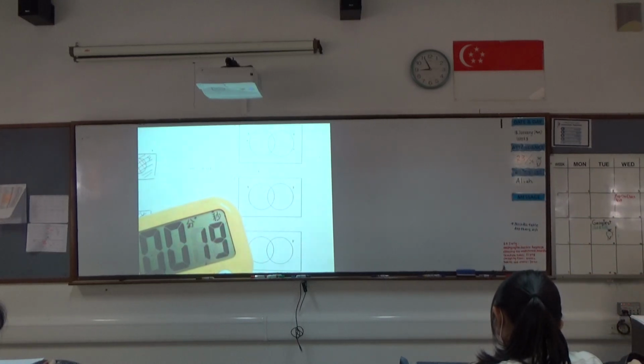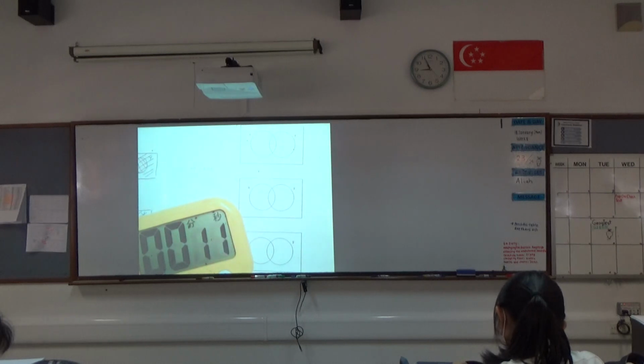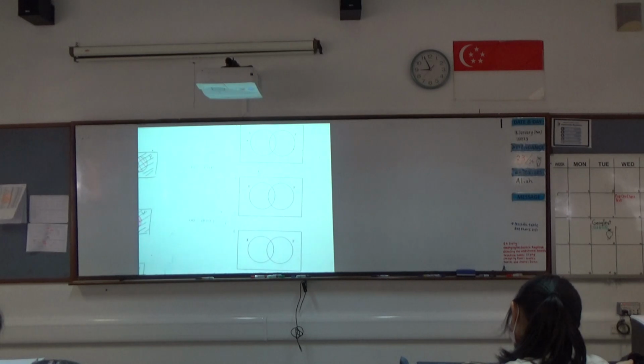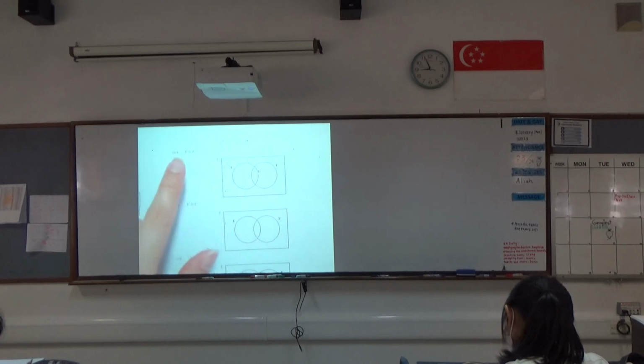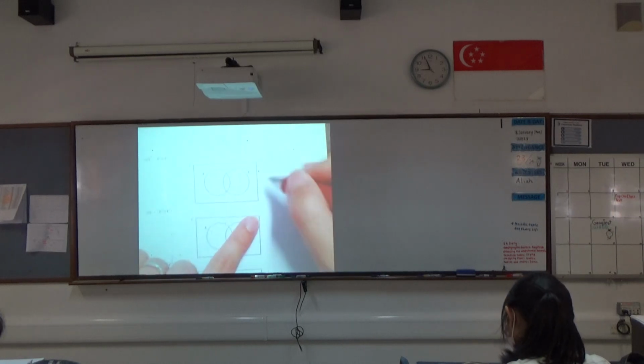Are we done? Okay. Shall we go through our answers? I think some of you catch it quite fast. You probably already learned it before. So let's look at part 4. We have x complement union y complement. So you may want to draw a sketch of it first.